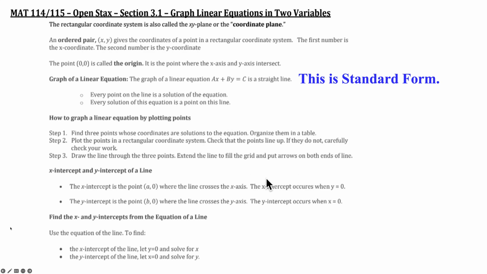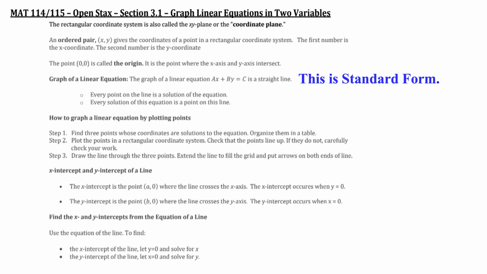How to graph a linear equation? Find 3 points. Technically you only need 2, but with 3, your line will be much more accurate. And we'll do those in an organized table, which we'll look at examples of. Plot the points in the rectangular coordinate system. Check that the points line up. If they do not, carefully check your work. Draw the line through the 3 points. Extend the line to fill the grid and put arrows on both ends of the line.